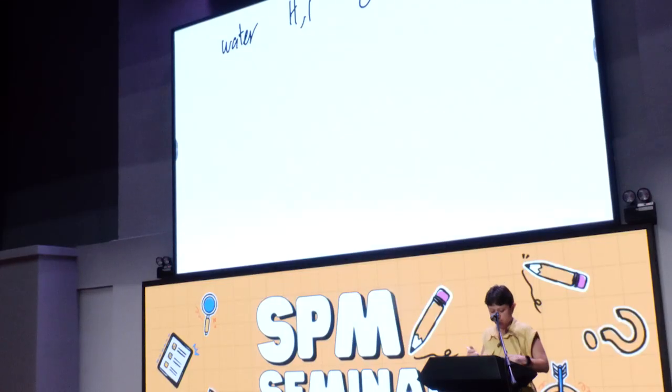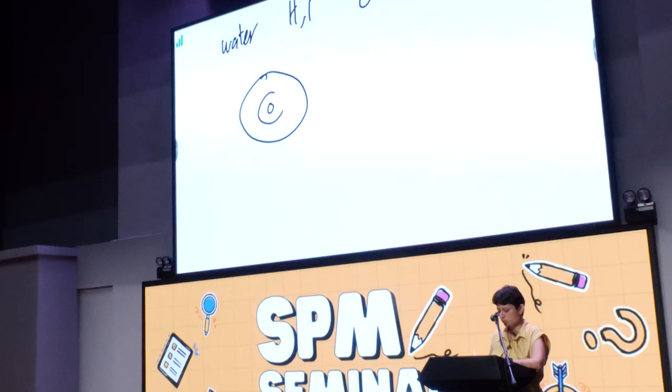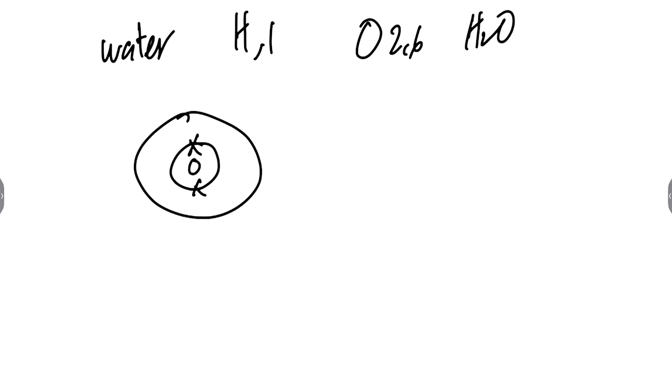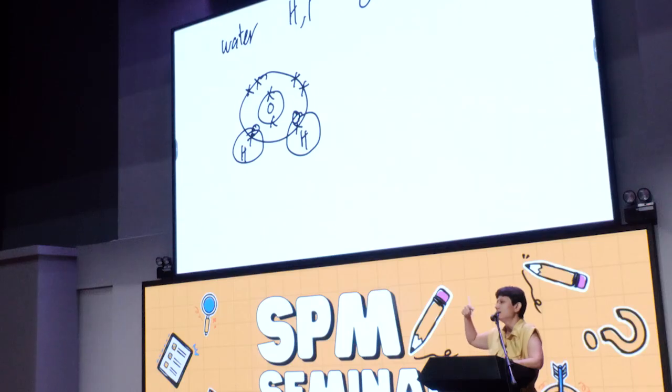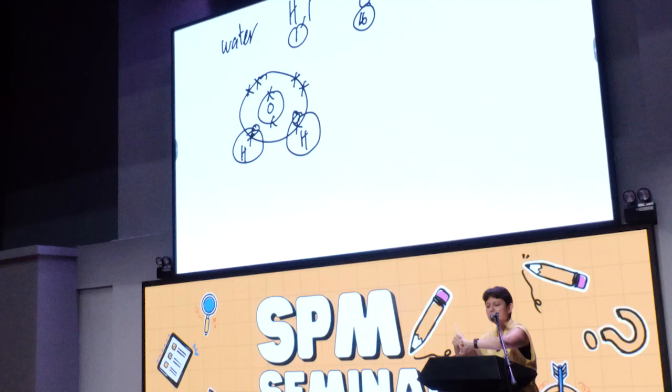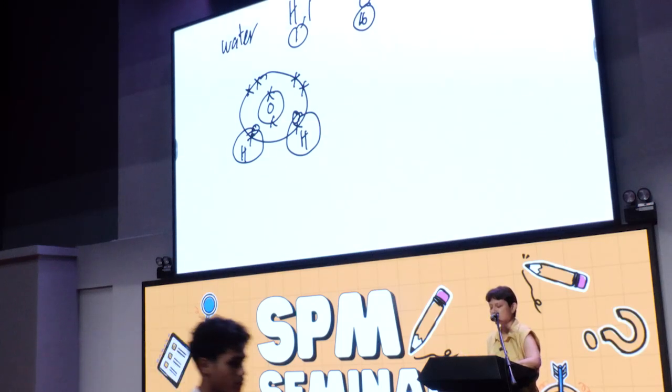Alright, sudah lukis? Sudah. Okay, now. 1, 2, 3, 4, 5, 6. And then hydrogen, like that. Okay, now, molecule air, if hydrogen is 1 and oxygen is 16, apakah jisim molar molecule air? What is the molar mass of water? Water. 18, very good. Okay, 18.